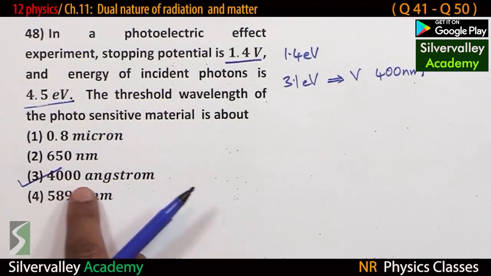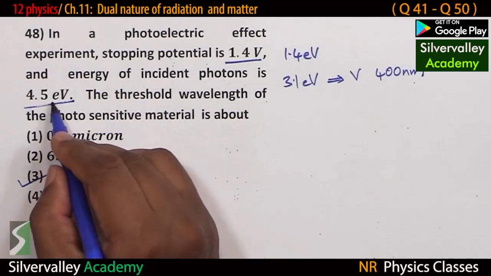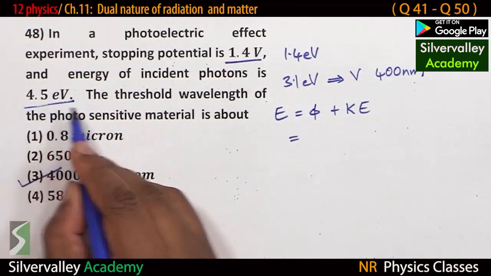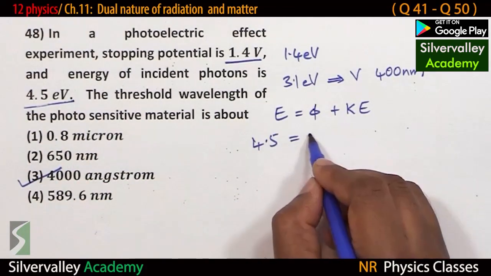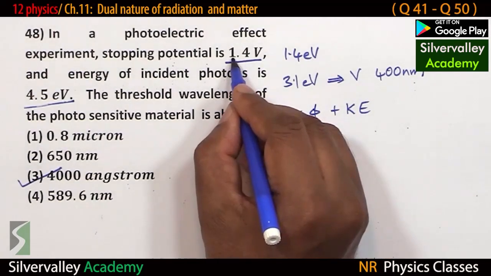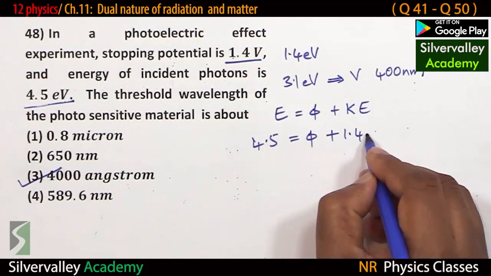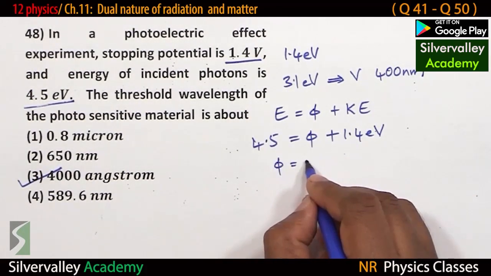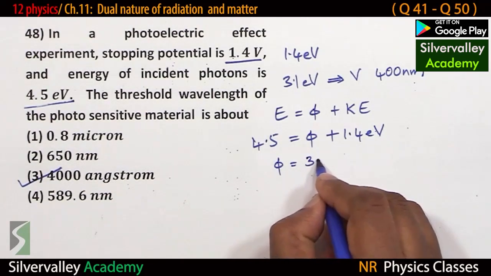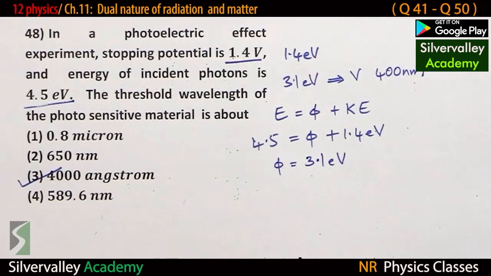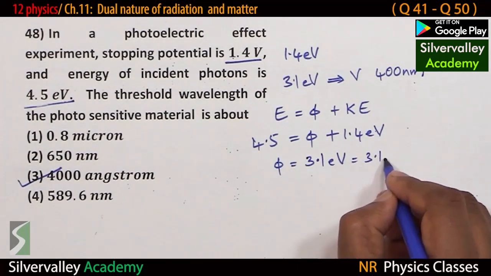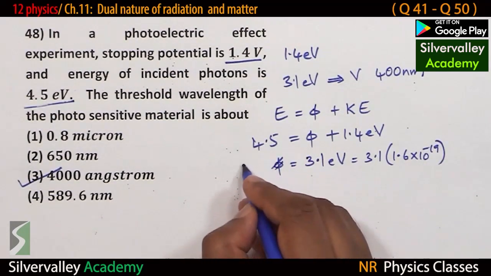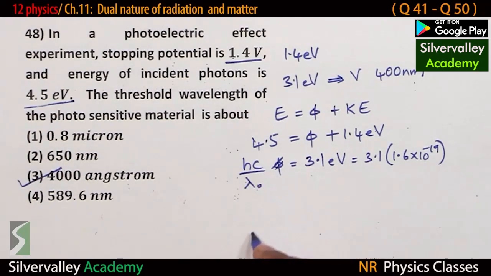If you don't get it, let me explain a little bit. Energy equals work function plus kinetic energy. Energy is 4.5. Work function is unknown. Kinetic energy, potential is 1.4, therefore this is 1.4 eV. Difference of these two is 3.1 eV, which is 3.1 into 1.6 times 10 power minus 19, and this is hc by lambda naught.